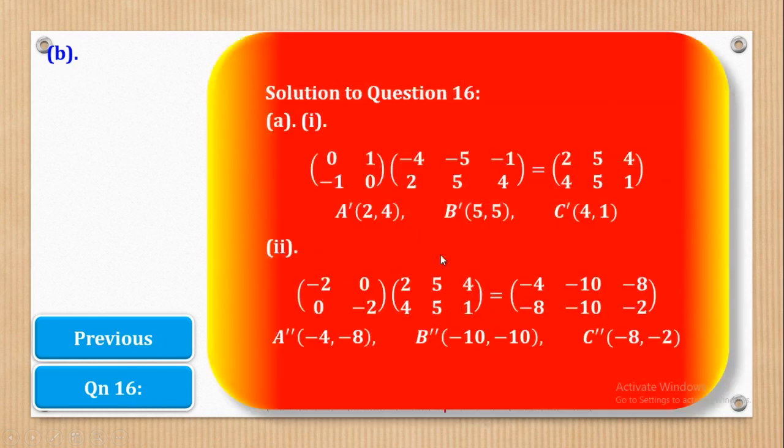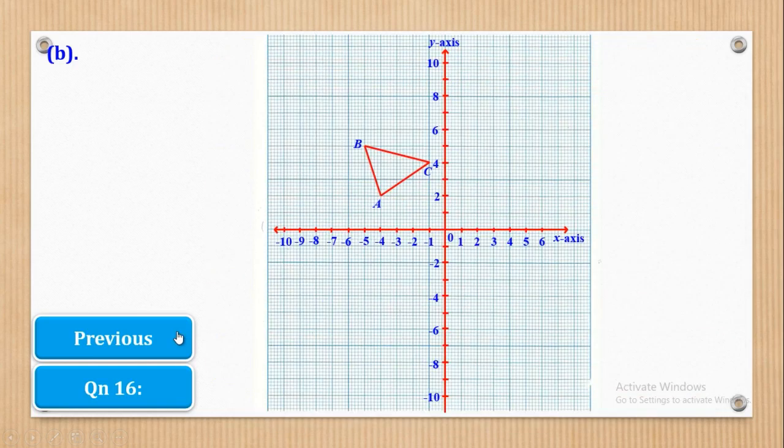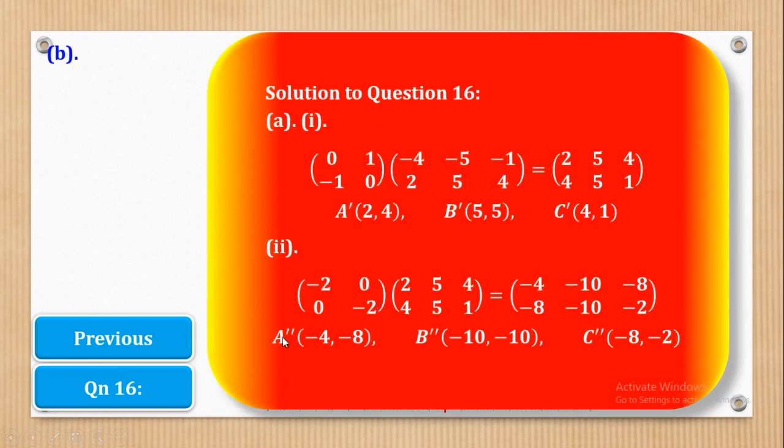Now next will be to also plot A prime, B prime, and C prime. So we are going to plot 2, 4, 5, 5, and 4, 1, and join them using a ruler. Let's see how that is done. So that is our A prime, B prime, and C prime. And next will be plotting A double prime, B double prime, and C double prime. So we are going to plot negative 4, negative 8, negative 10, negative 10, and negative 8, negative 2. Let's see how that is done.